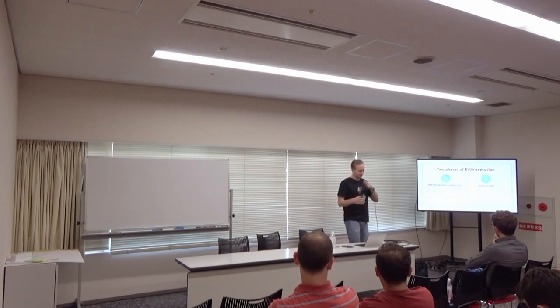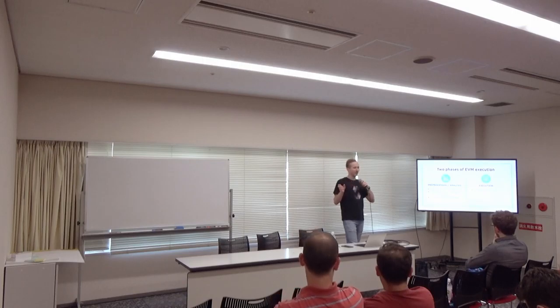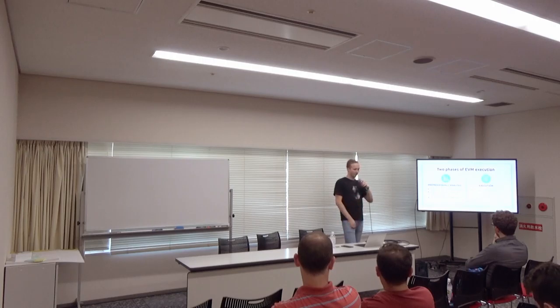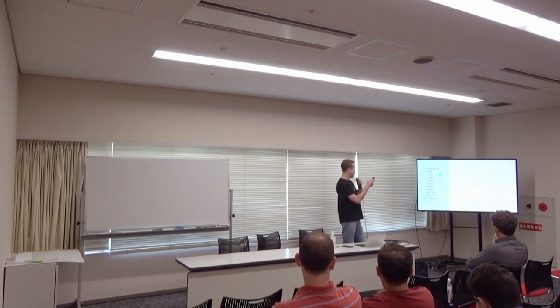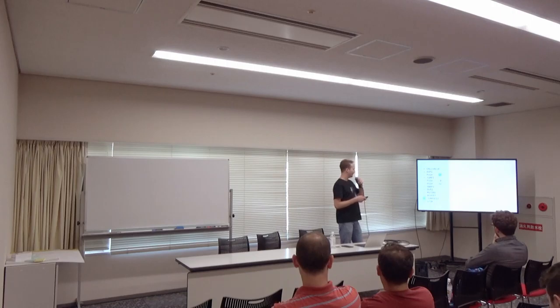But if we consider how EVM execution works, it actually needs to be done in two phases. The first one at least needs to check where the valid jump destinations are. And in EVM, we actually put a bit more work into this pre-processing phase before the execution starts. So I will try to explain that by example.